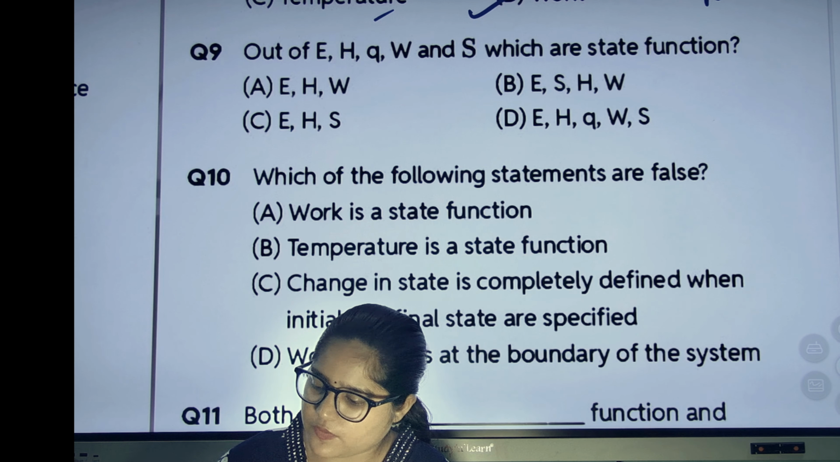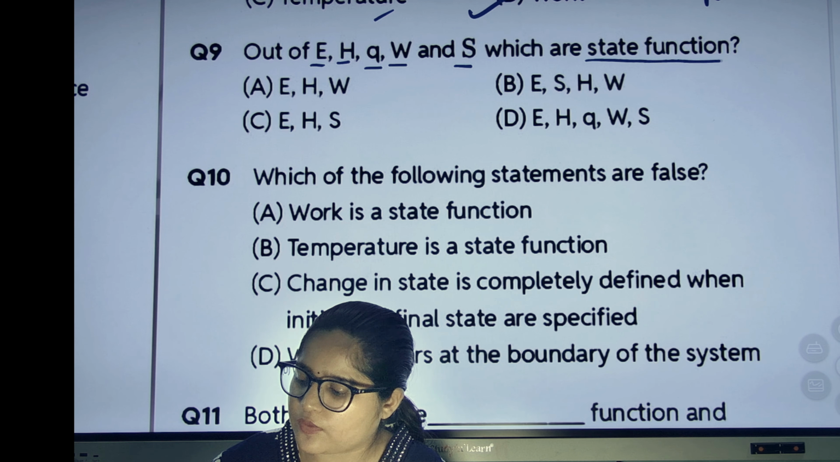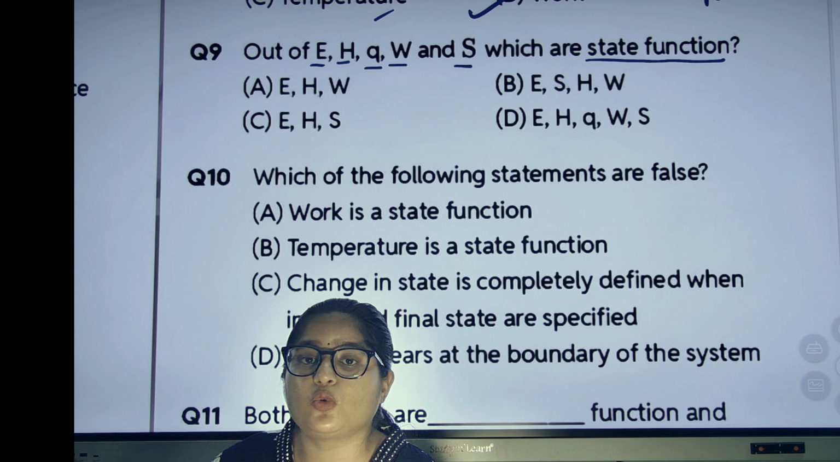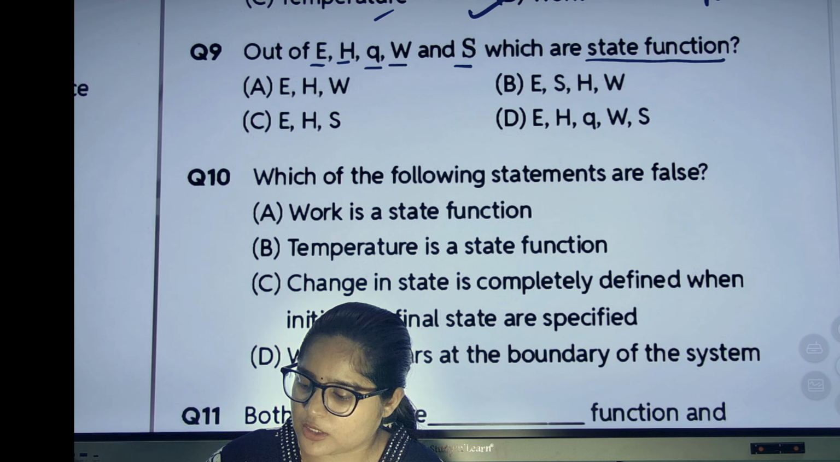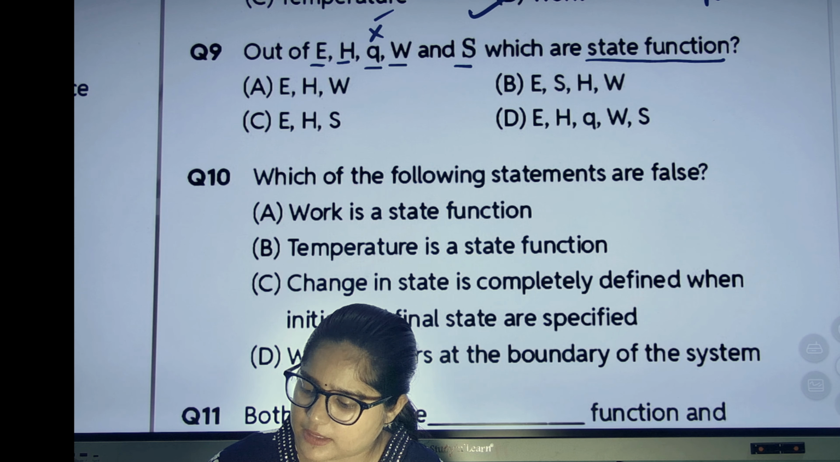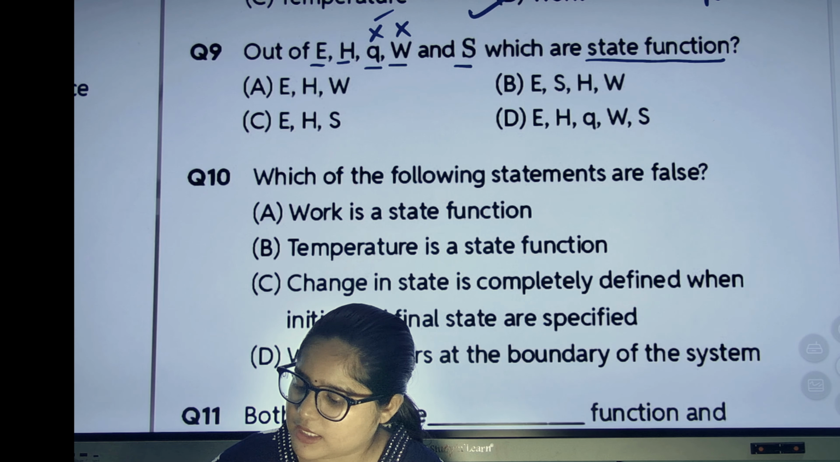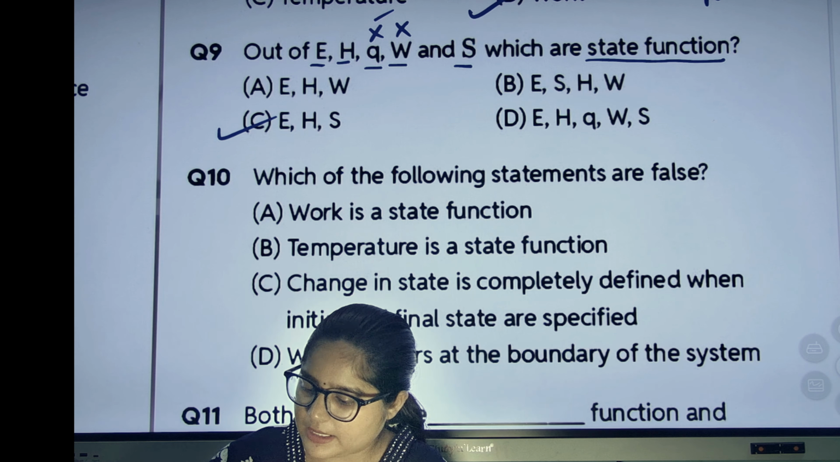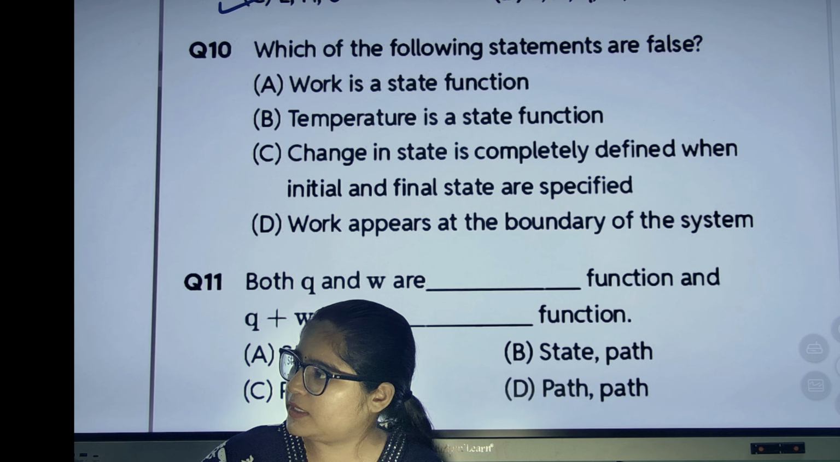Next, out of E meaning internal energy, H meaning enthalpy, Q meaning heat, W meaning work done, S meaning entropy, which are state functions? Just now I have told you the two things which are path functions: heat and work done. So wherever work and heat are there in the option, we will cancel. Other than heat and work, everything will be state. So E, H, S, where is EHS? Third option, correct? You are able to understand?